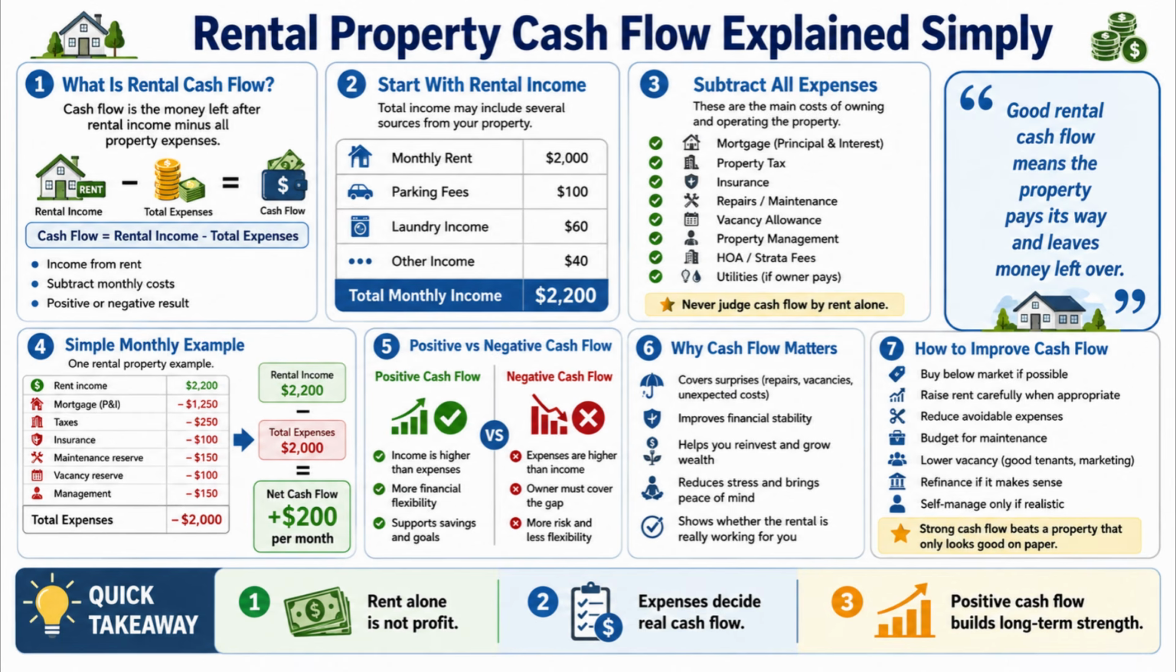However, cash flow can be positive or negative. Positive cash flow happens when income is higher than expenses. This gives the owner more financial flexibility, supports savings, and helps with long-term goals. On the other hand, negative cash flow happens when expenses are higher than income. In that case, the owner must use their own money to cover the gap, which creates more risk and less flexibility. This is why cash flow matters so much.